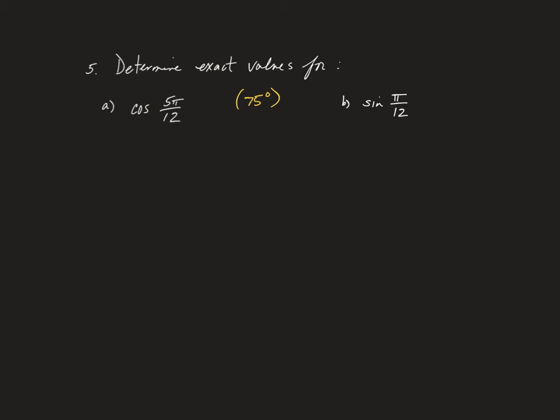I want you to notice that 75 degrees could be broken up into 45 degrees plus 30 degrees. And if I was to ask you what is the cos of that, well, then you should have the means to be able to go through and find it. So I'm going to get rid of all of that yellow.